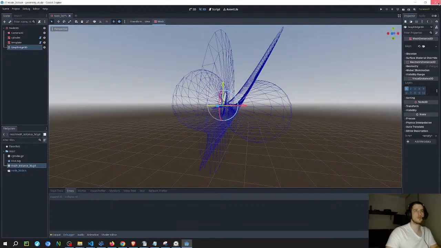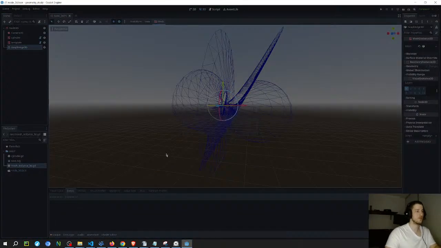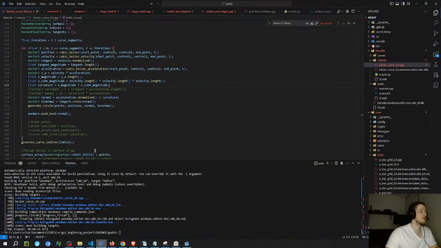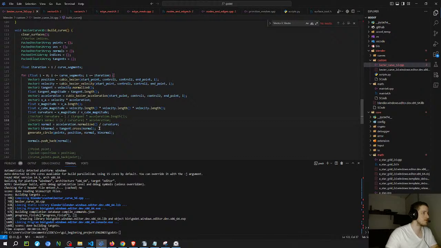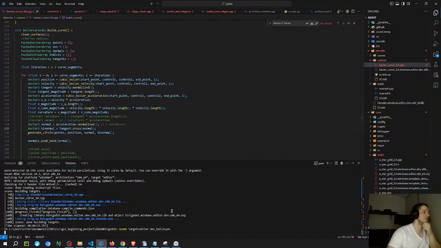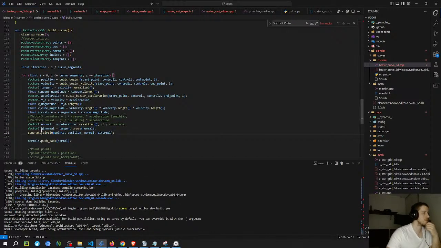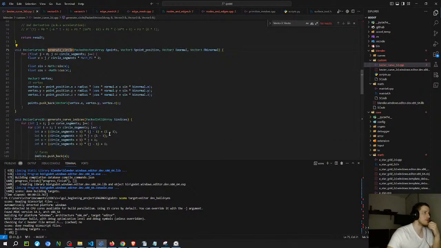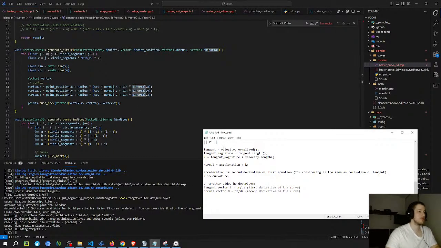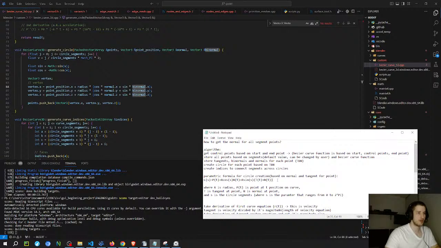So I'm just gonna go back to the other. What I'm gonna do is just think about the equation to generate a circle. So let me build it like this, just to see if I didn't change anything by accident. But I think I didn't.